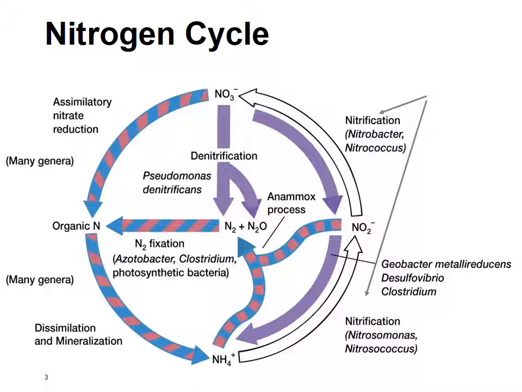Also shown here are some of the important genera that contribute to different components of the nitrogen cycle. So genera including Pseudomonas, Azotobacter, Clostridium, Nitrobacter, Nitrococcus, Desulfovibrio, Geobacter, Nitrosomonas, and so on.